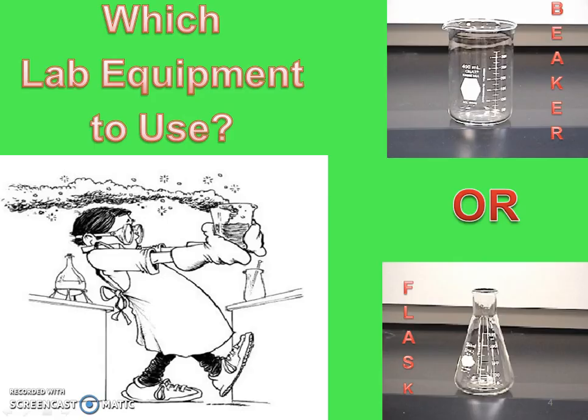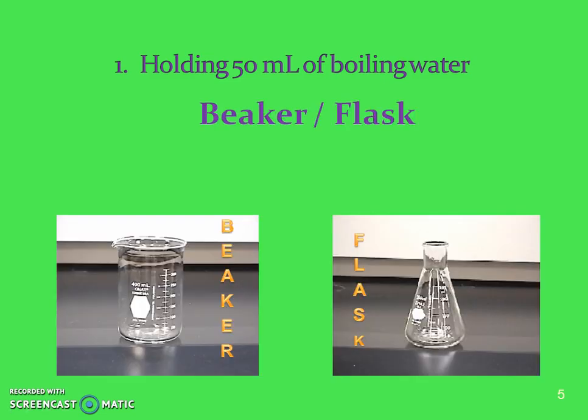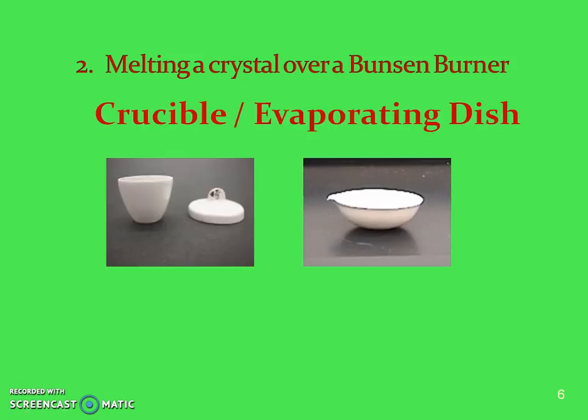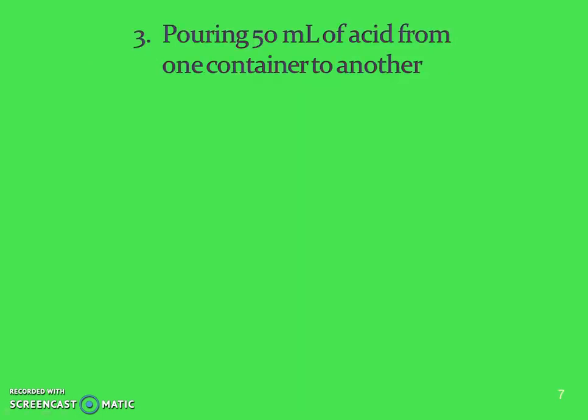So which lab equipment to use? If you're holding 50 milliliters of boiling water, you might use a beaker or a flask. If you're melting a crystal over a Bunsen burner, you might use a crucible or an evaporating dish. And these are what we call crucible tongs. Why are they called crucible tongs? Because they're specific to hold the crucible's lid and crucible itself.